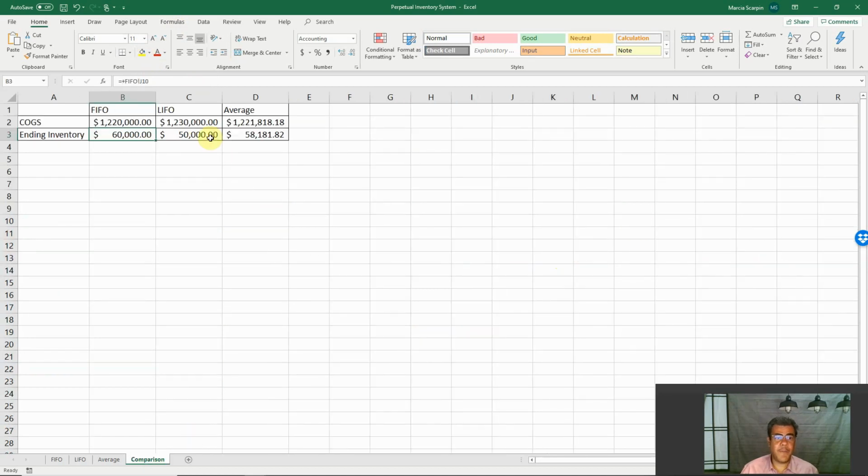Let's go to our comparison. LIFO has the highest cost of goods sold. So the lowest income, the lowest tax. Ending inventory 50, the lowest inventory. So we have the lowest tax here and the lowest income. And here, what do we have?